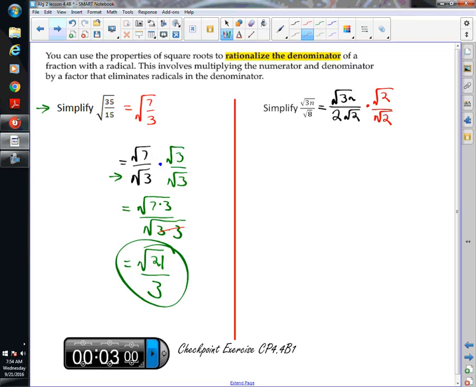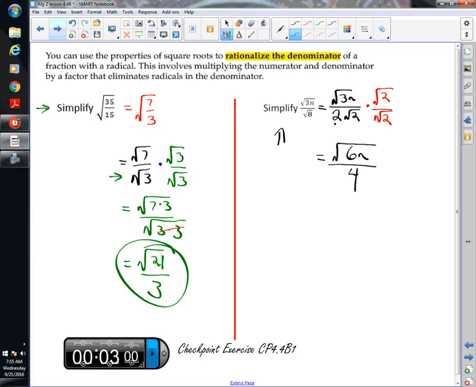Okay, so now we're ready to go through it with our multiplication. On the top, I've got the square root of 3n times 2, which will give me 6n. And on the bottom, I've got 2 times this. Let me get an arrow going here. I have 2 times the square root of 2 times the square root of 2. Now, the square root of 2 times the square root of 2 is also 2. So really what I have is 2 times 2, which will give me 4. And that is the simplified version of our original problem.